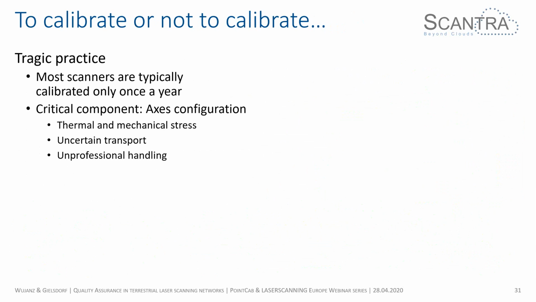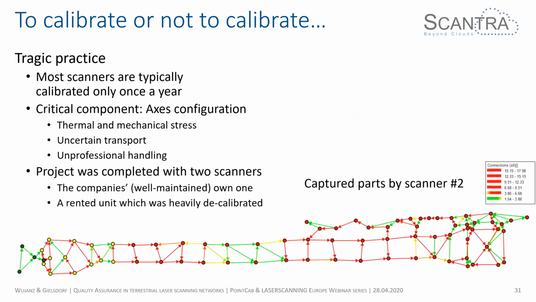It's actually a tragic practice in terrestrial laser scanning, because most of the scanners that you see are typically calibrated only once per year. Most of the scanners are not really treated too well because, of course, they are quite pricey. So they are used to a large extent, and if they're out of the race, they can't bring in money to the company. The biggest issue, the critical component, is the axis configuration, because the rangefinder is typically very stable over time, but the axis configuration is subject to thermal and mechanical stresses. Sometimes there's an uncertain transport, and some people don't treat their equipment too professionally. And in this case, it was a mixture.